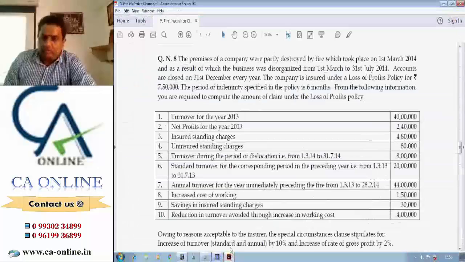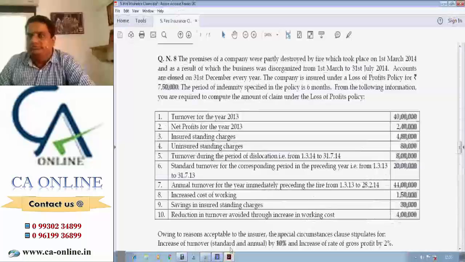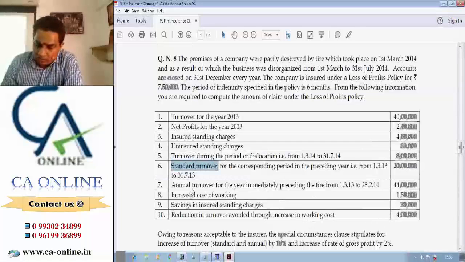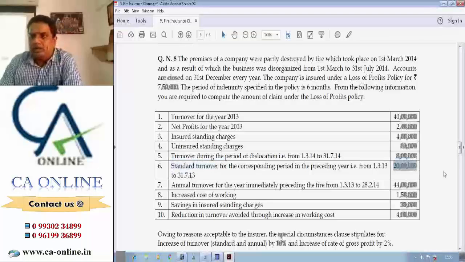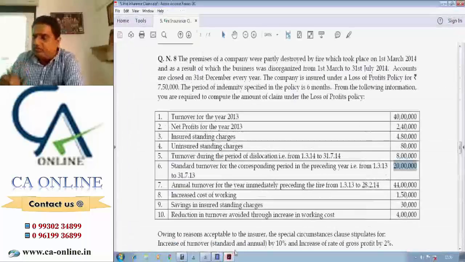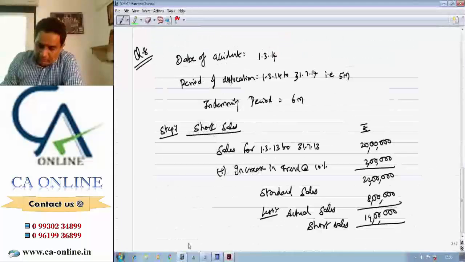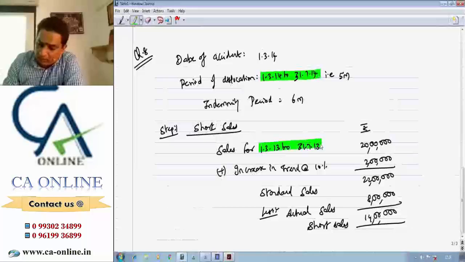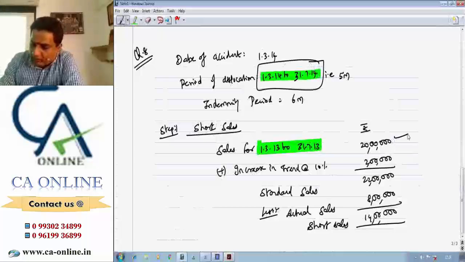Now here there may be a doubt: what is short sale? Standard sale minus actual sale. Already standard sale is given in the problem, so whether I should add 10% to 20 lakhs? Yes, because it is not standard sale for this period. Standard sale is sale for the previous year adjusted for trend. So last year sale you take, add 10%, you will get standard sale for current year, minus actual sale, you will get short sale.